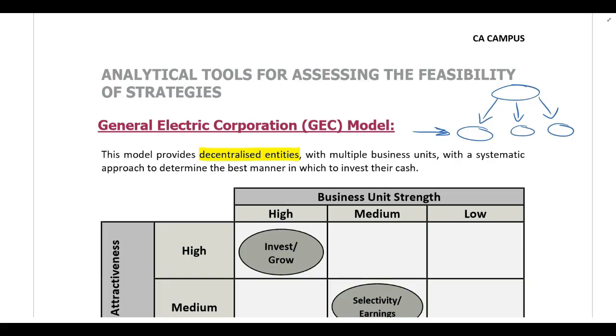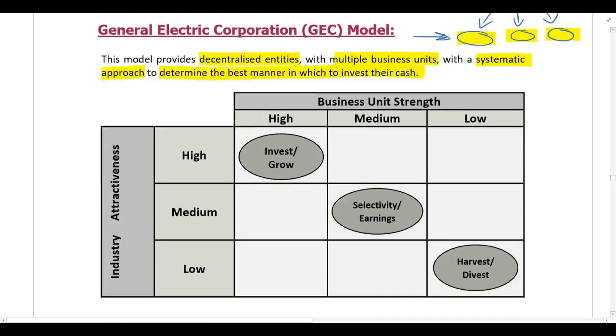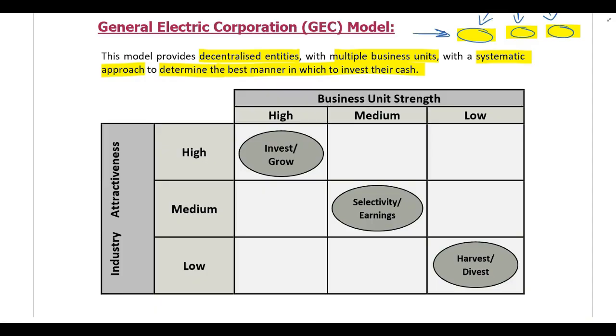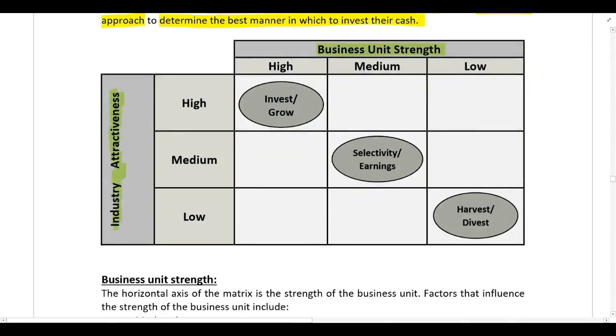So what this model does is for decentralized entities with multiple business units. So here's my multiple business units. It gives us a systematic approach to determine the best manner in which to invest their cash. So if you look at the diagram below, first over here at the top, we have the business unit strength, and then down the side, we have the industry attractiveness. Now below, I've also given you a little bit more information to help you interpret this diagram.